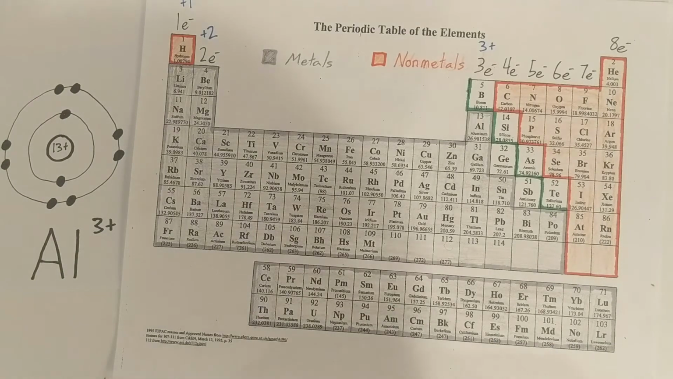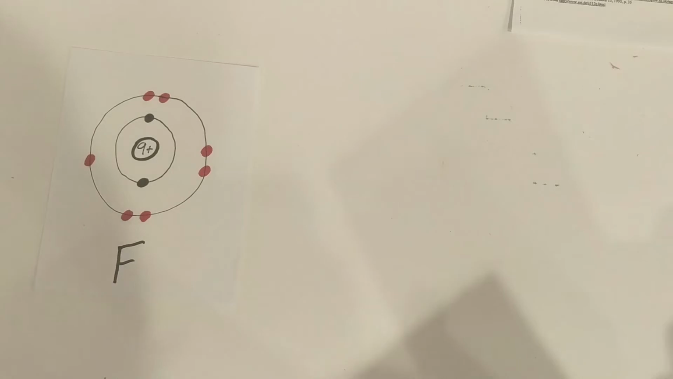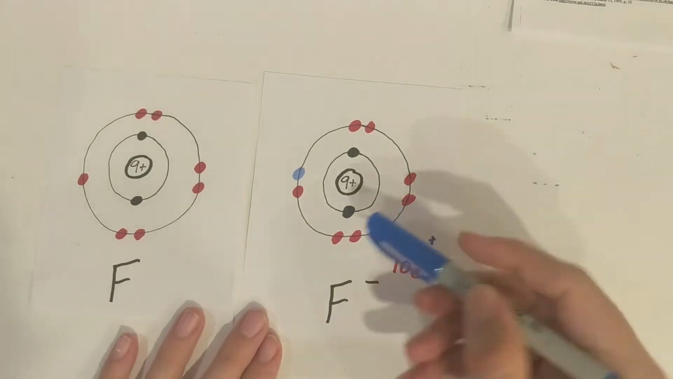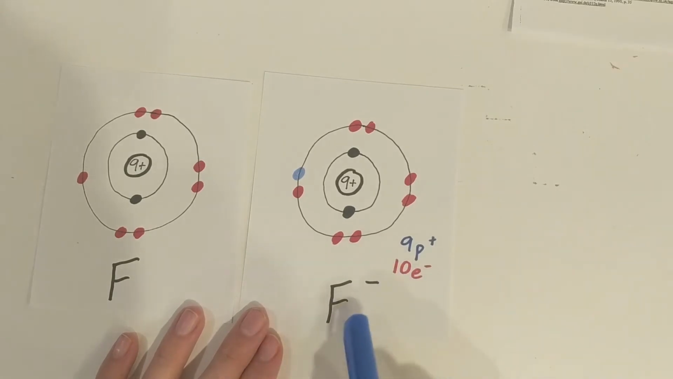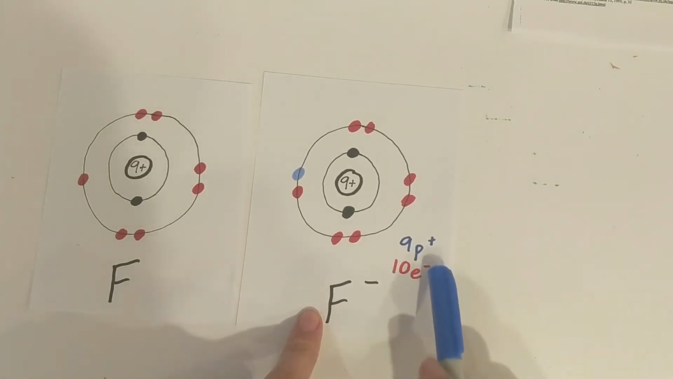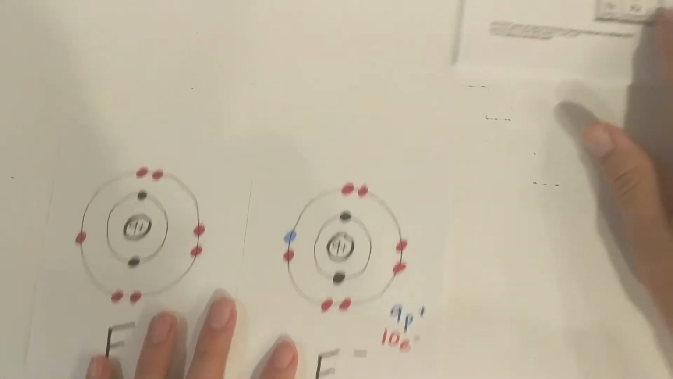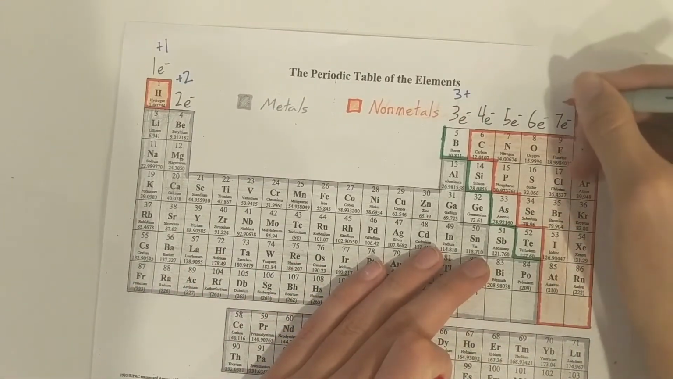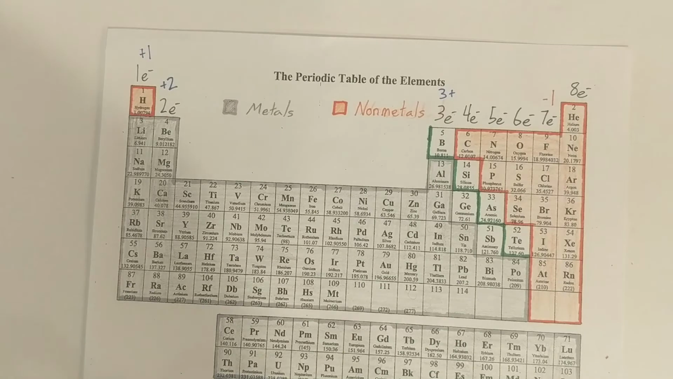Let's take a look at some of our non-metals now. Let's take a look at fluorine first. So fluorine's in group 17. And our non-metals want to gain those valence electrons to fill the shell. So if we take a look here, we're filling up our shell by gaining 1 electron. So we have 9 protons and 10 electrons for fluorine. So because we have 1 more electron, we are going to have a negative charge. And that holds true to all the elements in that group. So all the elements in group 17, when they form ions, are going to have a -1 charge.